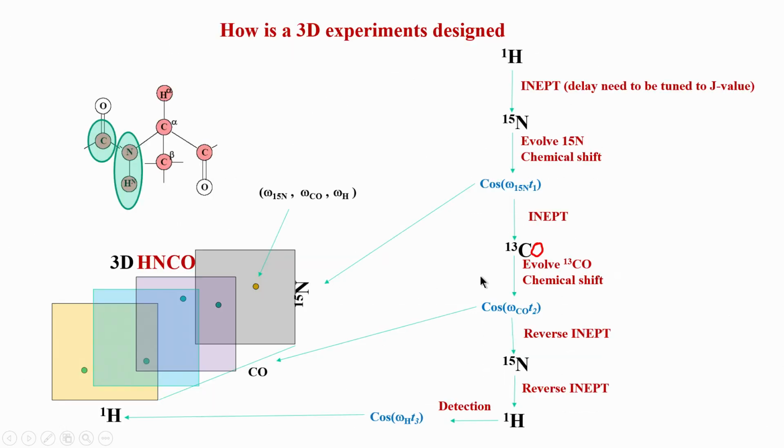So, I would recommend very strongly to understand these steps, which we will repeat again and again as we go to other experiments. You will see it will become slightly more complicated, but the idea is basically that you transfer from one to another by INEPT and evolve, then again transfer by INEPT and so on.